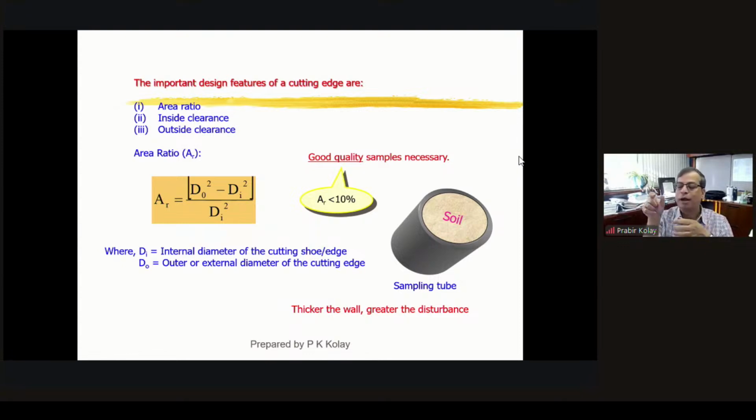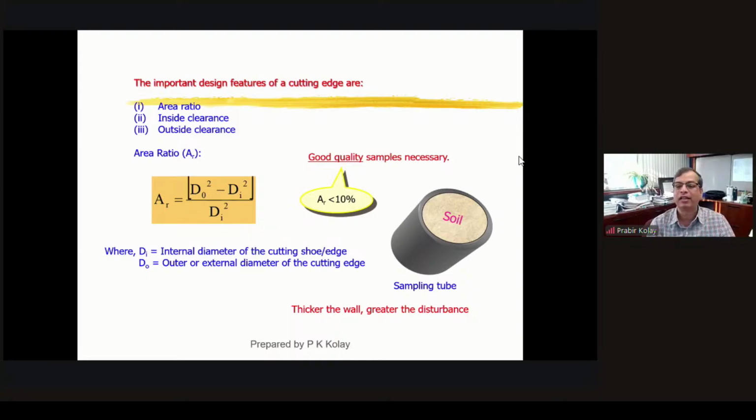For Shelby tube samples, the thickness is very small, so that you can push the sampler into the clay and the disturbance will be minimum. If you have a thick wall, obviously when we hammer it, the sample gets disturbed, correct? So what you need to do is calculate the area ratio, and calculate the inside clearance and outside clearance.